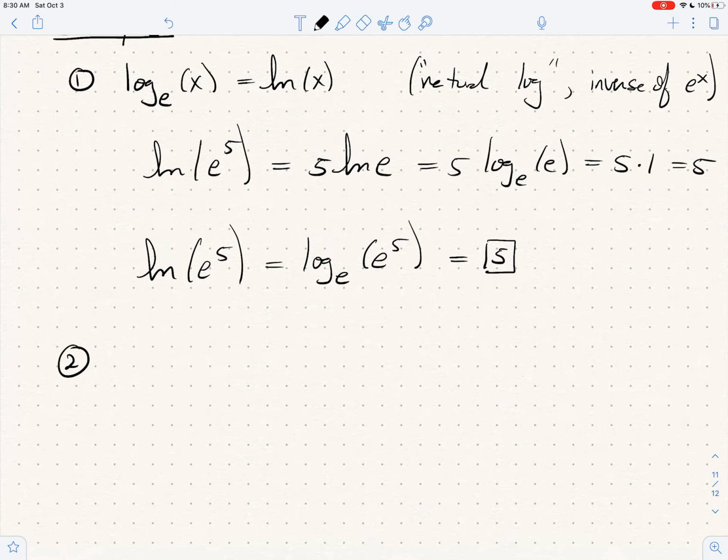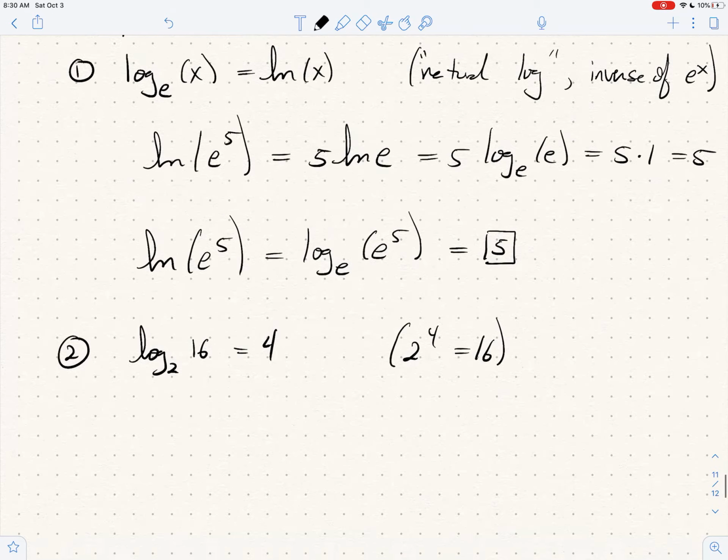Second thing, let's do log base 2 of 16. Instead of writing it another way, let's just do it directly. Log base 2 of 16. What power do I put on a 2 to get out a 16? And the answer is 4. So 2 to the 4th, why is this the case? Because 2 to the 4th equals 16. So you can go back and forth like that.